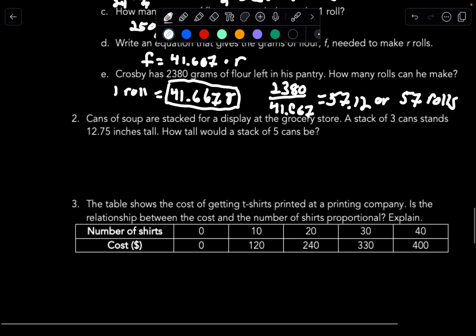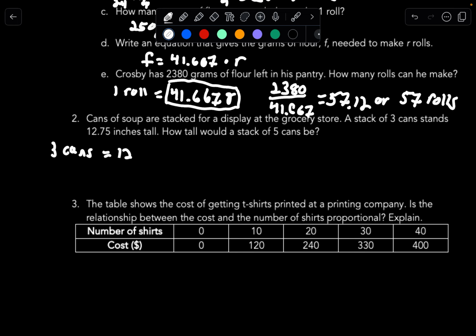All right. Cans of soup are stacked for a display at the grocery store. A stack of 3 cans stands 12.75 inches tall. How tall would a stack of 5 cans be? So we are told 3 cans equals 12.75. And the question is, how tall would 5 cans be?